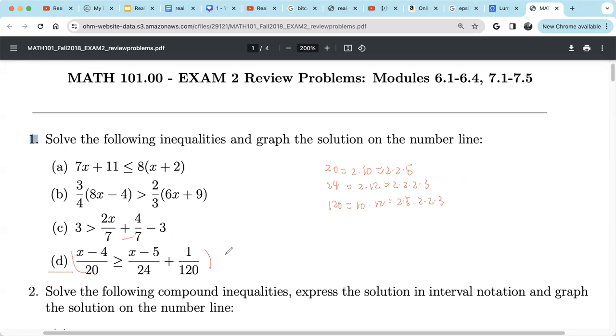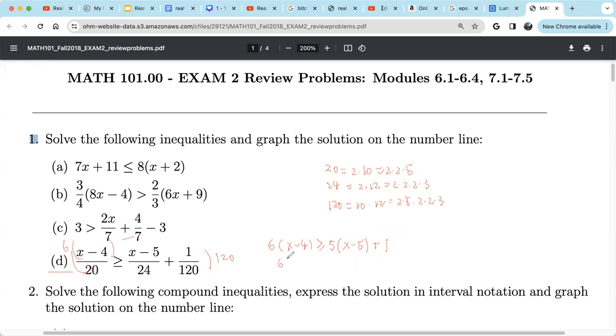Okay, so we multiply every term by 120. When we multiply 120 by 120 divided by 20, this becomes 6 times x minus 4, right? Because 120 divided by 20, that's 6. So the term on the left gives us 6 times x minus 4 greater than or equal to. Then 120 divided by 24, that's 5. So we have 5 times x minus 5. Then plus 1 over 20 times 120, that's just 1.